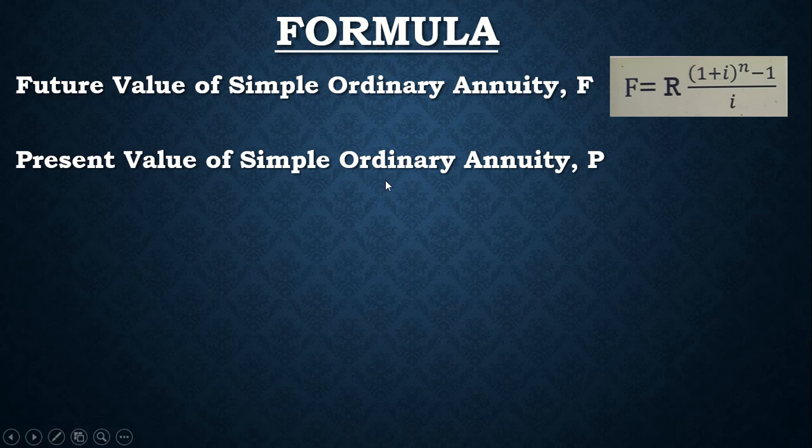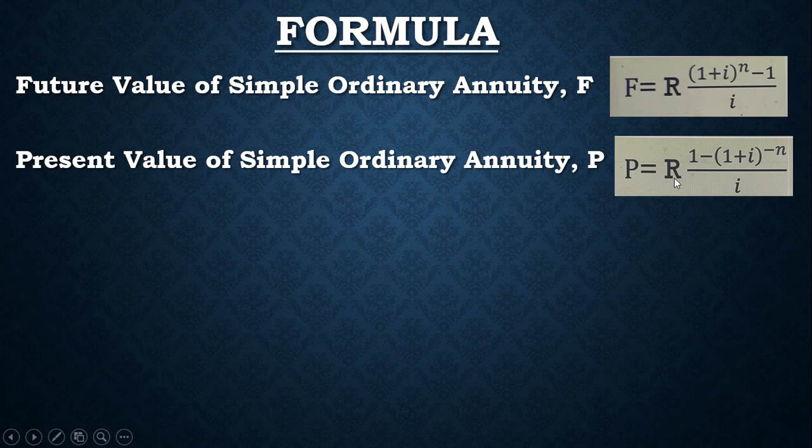For the present value of simple ordinary annuity, which is denoted by big letter P, we have P is equal to R multiplied by 1 minus the quantity of 1 plus i raised to negative n, divided by i. Again, ito pong 1 na to ay constant at hindi po dapat baguhin. Kung makikita nyo po, sa formula na present value of simple ordinary annuity, ang exponent po natin ay magiging negative.